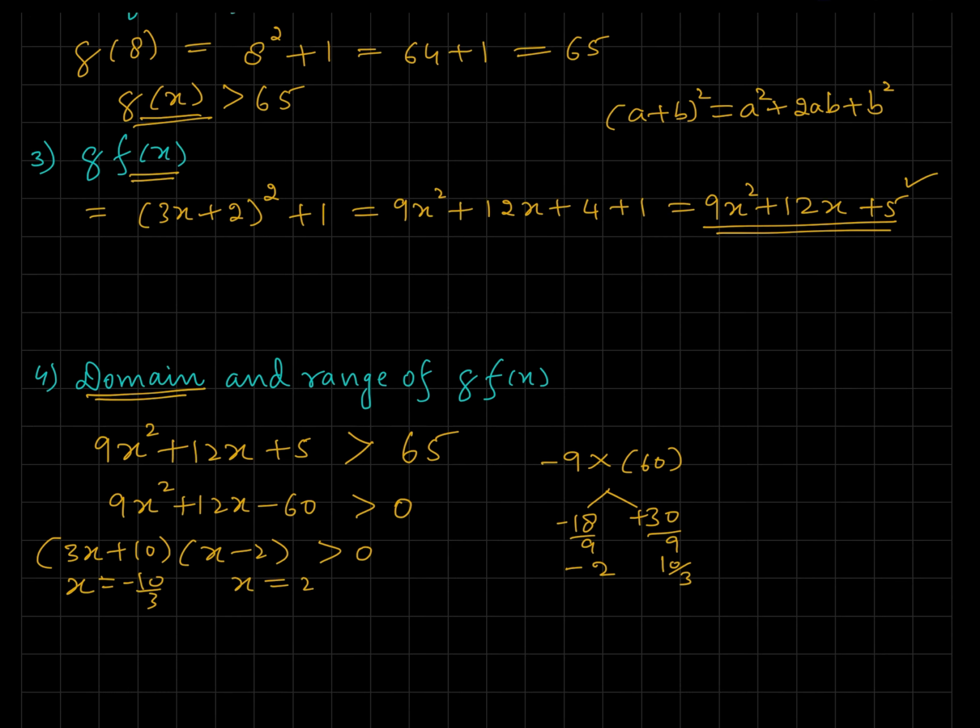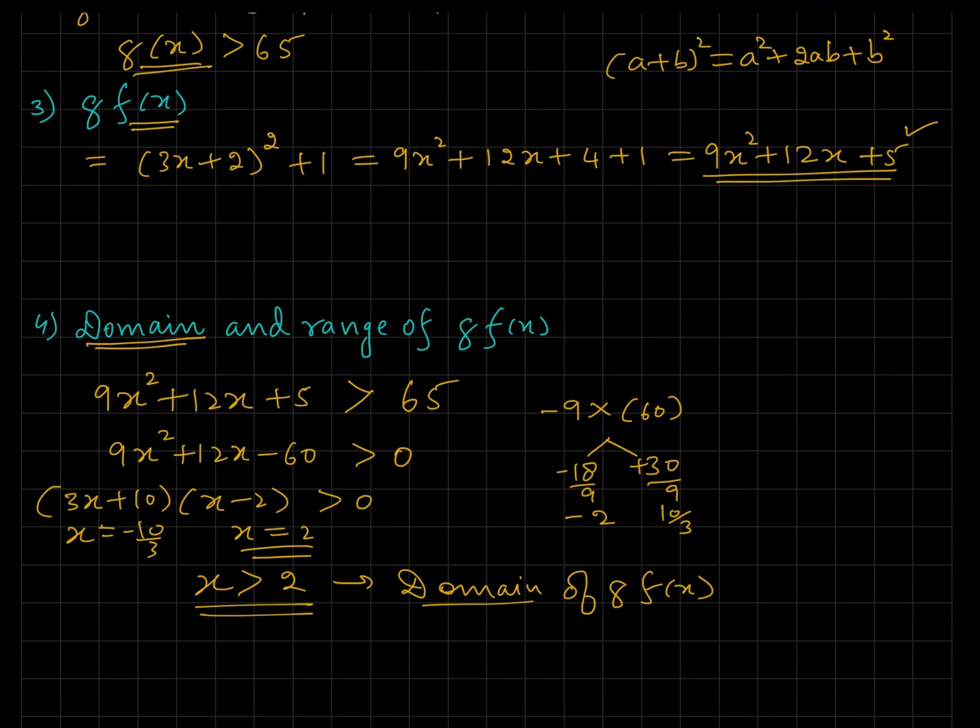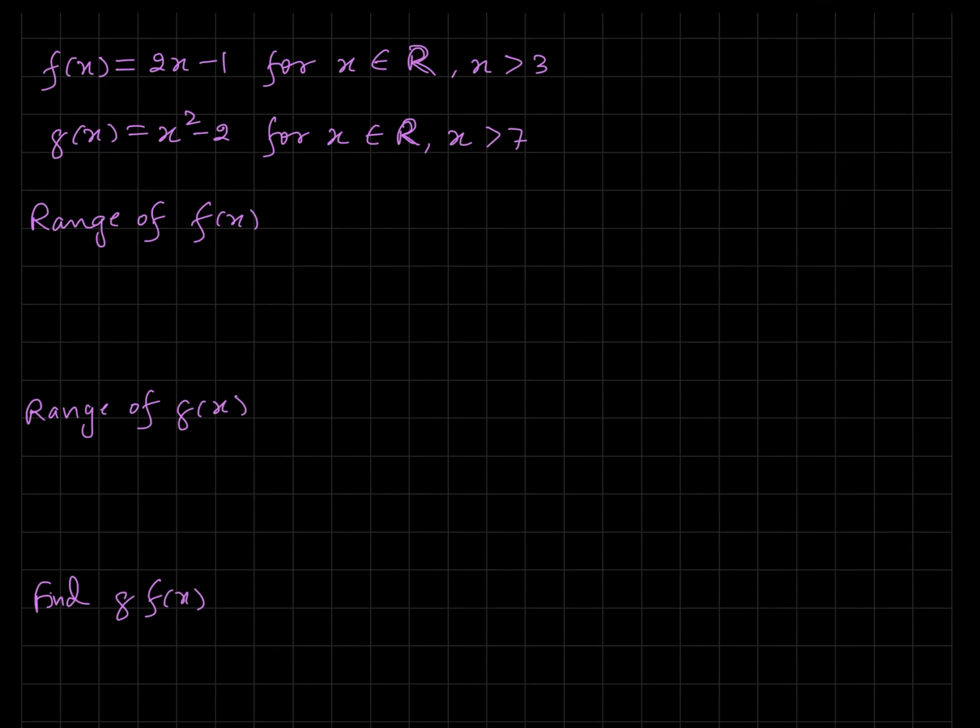And this is greater than 0, so this value is valid, so x is greater than 2. So x greater than 2 becomes the domain of our g of f(x) function. And range would be what? Range would be this only: our f(x) value, g of f(x) cannot take values which are less than 65. So range of g of f(x) would be greater than 65. Clear? Let us try to do the next question.